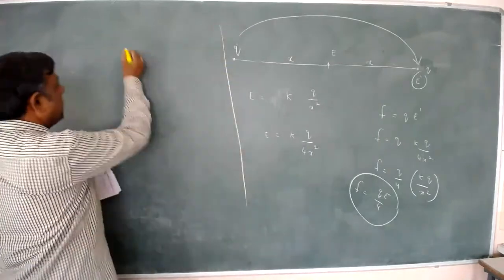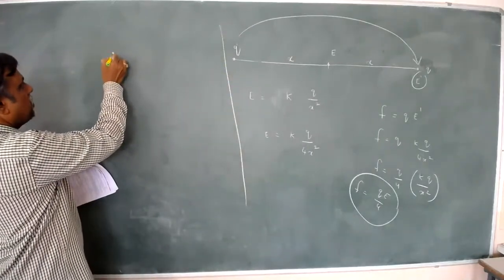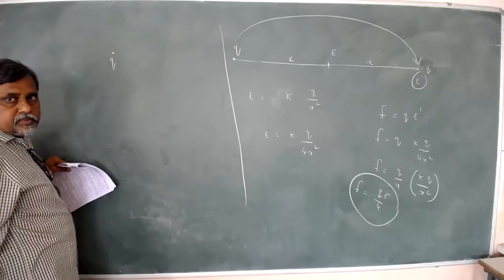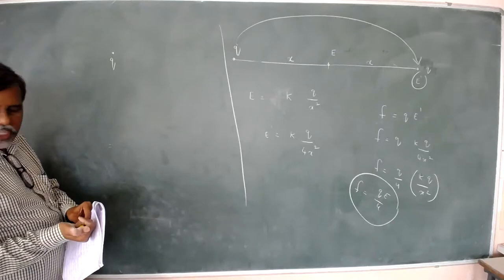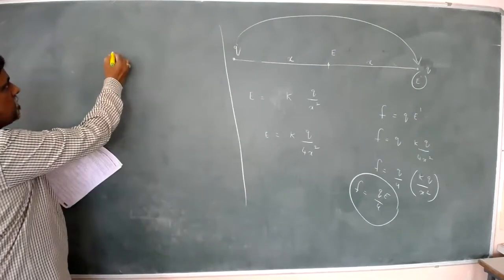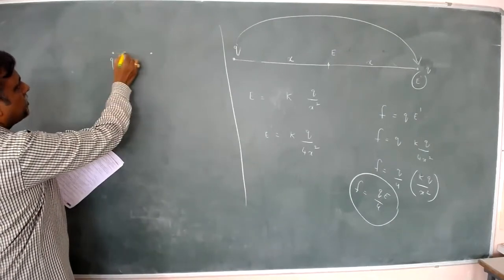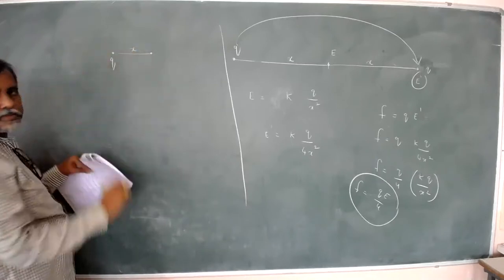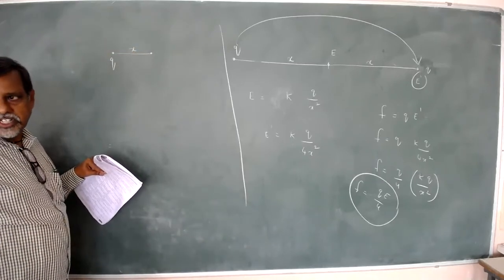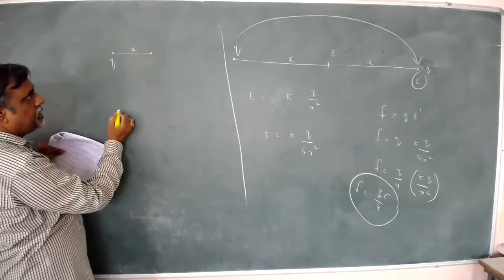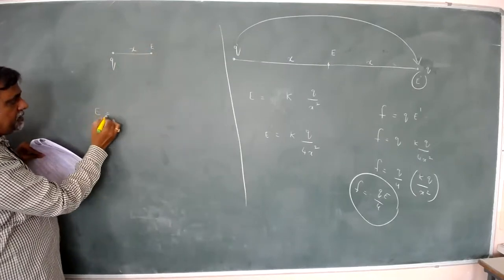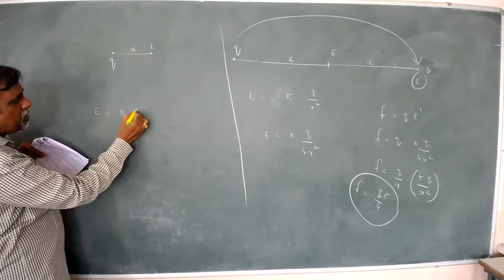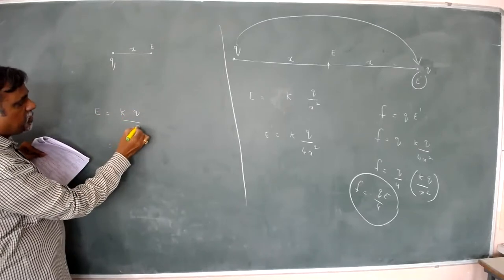See, in the first case, charge Q is at A. Try to understand. In the first case, charge Q is at A, and there is a point taken here. Then the distance is x. What will be the field here? The field is E. And how do you write the electric field? 1 by 4 pi epsilon naught Q by x square. Are you clear with this?